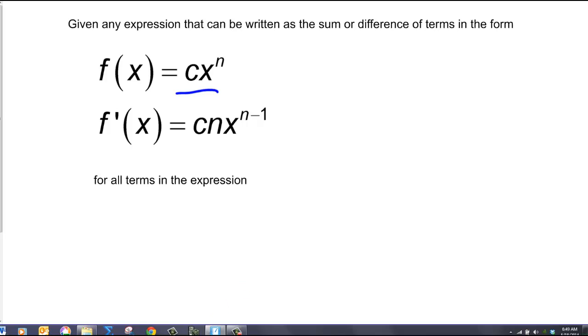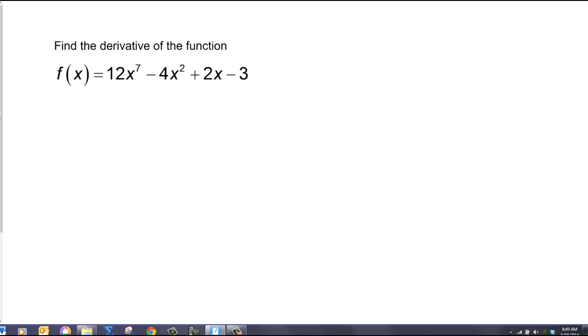So let's find a bunch of derivatives now. If I want to find the derivative of this function, I can say f prime. Once again, this is the equation of the slope of the tangent line. I can say 7 times 12 is 84. Subtract 1 from the power. I can say 2 times 4 is negative 8. Subtract 1 from the power.